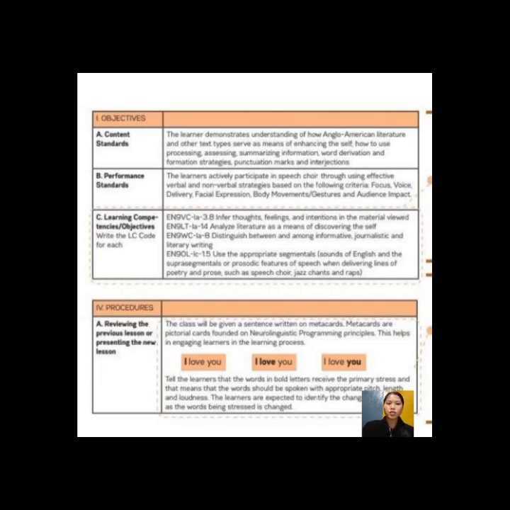So in procedures, we have reviewing the previous lesson or presenting the new lesson. As you can see in the table, she wants her learners to apply their learning on stress since she wants the review to be interactive and engaging to everyone. She comes up with a developed material. As you can see in the table, the class will be given a sentence written on meta cards. So as you can see in that table.